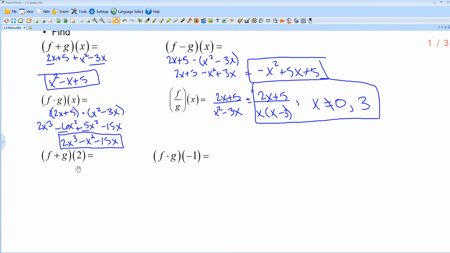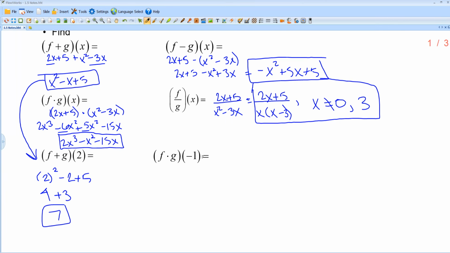All right, then f plus g of 2. Now we've already done f plus g of x, so I'm just going to use that equation. But what's cool here is that all you have to do now is say, well, this was f plus g of x, so I'm going to substitute 2 into that equation. I get 2 squared minus 2 plus 5. So 4 plus 3, which is 7.